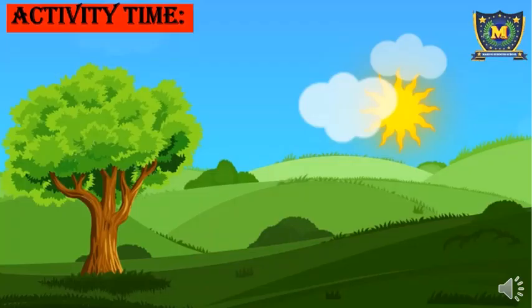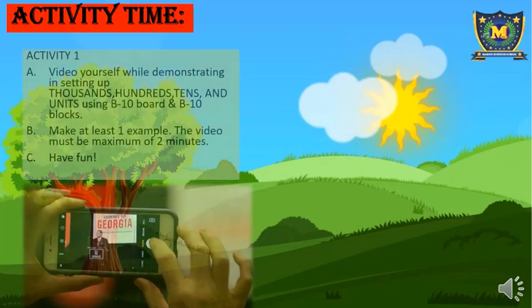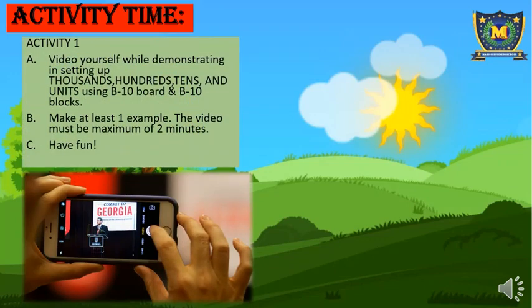And now, it's activity time. For your activity A, you have to video yourself while demonstrating and setting up thousands, hundreds, tens, and units using a beading board and beading blocks. Make at least one example each, and the video must be a maximum of 2 minutes. And don't forget to have fun.